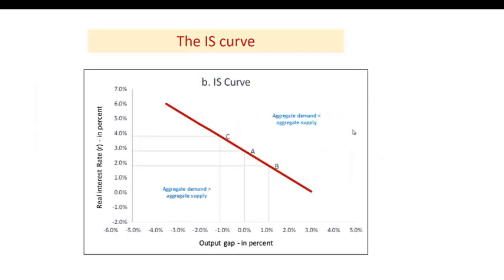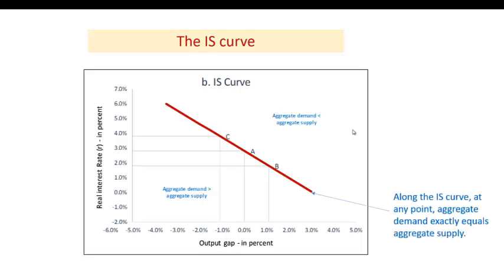In fact, this downward sloping line tells us about the equilibrium relationship between the output gap and the interest rate in the market for goods and services. We call this line the IS curve. At any point along this line, aggregate demand exactly equals aggregate supply. Points that lie upward and to the right of this line represent cases where aggregate demand exceeds aggregate supply. Expenditure and output are too high for the given interest rate. In order to return to the line, expenditures have to fall and output has to fall.